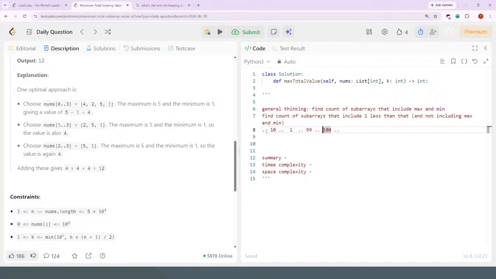So if I have 100 here, if my ending index is this index or afterwards, assuming 100 is the biggest number in my array, my ending index is this number or afterwards, and my starting index is this number or before, this position or before, then 100 would be the maximum.